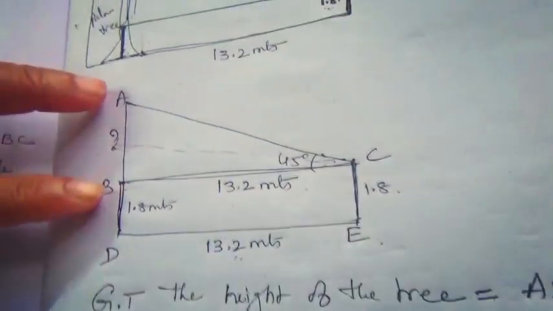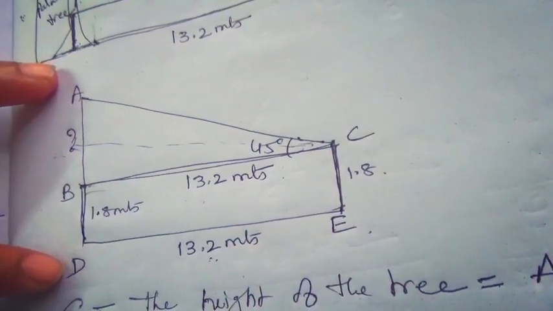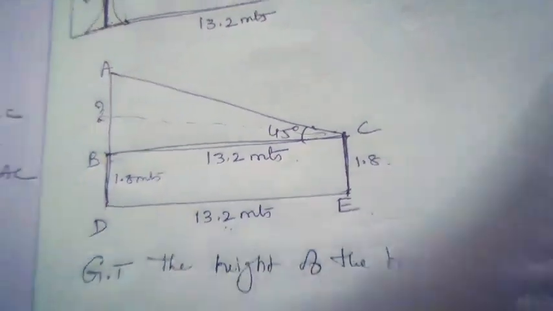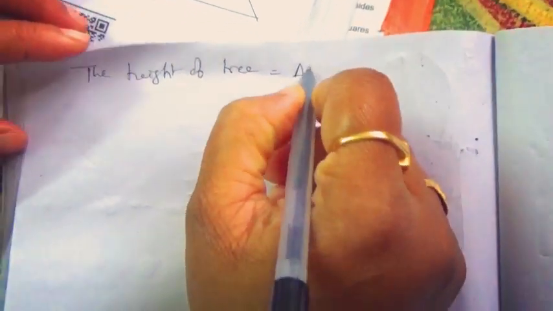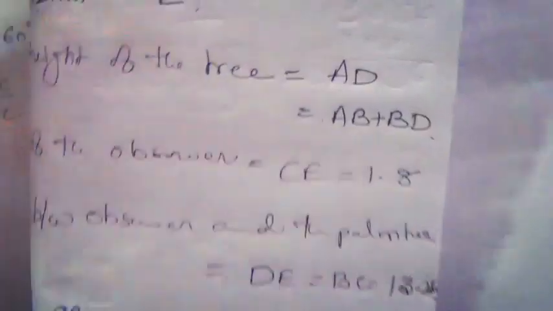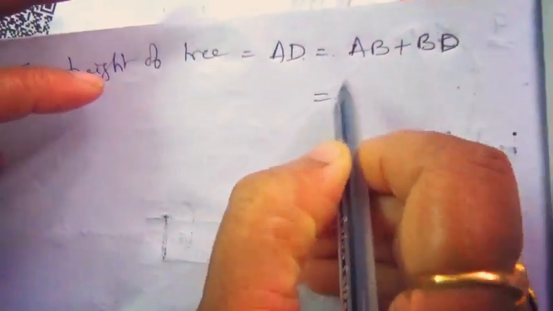Okay, so here we found the AB value, right? We have to add this AB to BD, then we get the total height of the tree. The total height of the tree is equal to AD. Already in the first step we wrote AB plus BD. The AB value is, now we finished, 13.2, and BD value is 1.8.